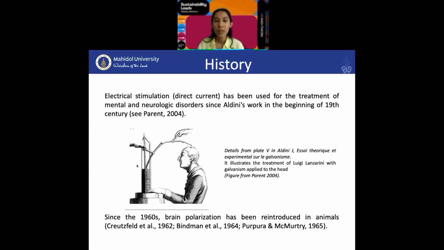So we talk a bit about history. Actually, we have known direct current, not transcranial, only direct current, since the beginning of the 19th century. As in the figure here, at that time we applied it like this over the patient's scalp, and we used it in people who suffered from mental problems and neurological problems. But after that, no one was interested in tDCS. It was reintroduced in animal studies in the 1960s.